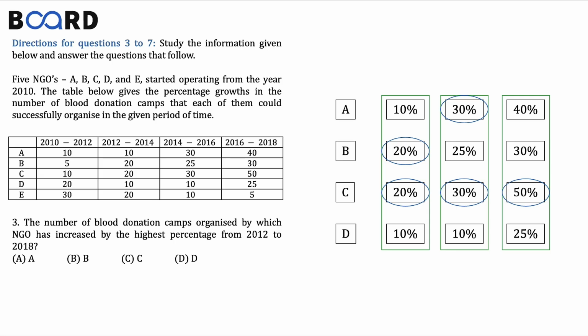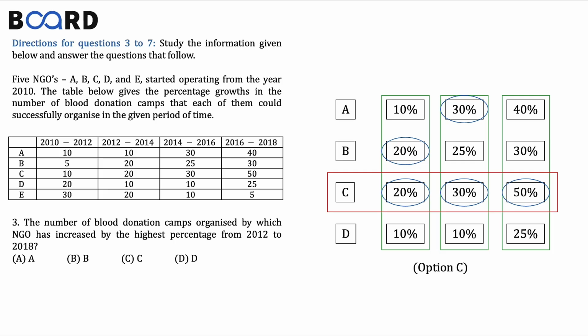Every time. Right? For every 2-year period, I can see that company C has come out with the higher percentage increment in comparison to everybody else. So it's quite obvious that company C will have the highest percentage increment over the given period of time in comparison to A, B, and D. We don't have to perform any calculations anywhere at all.